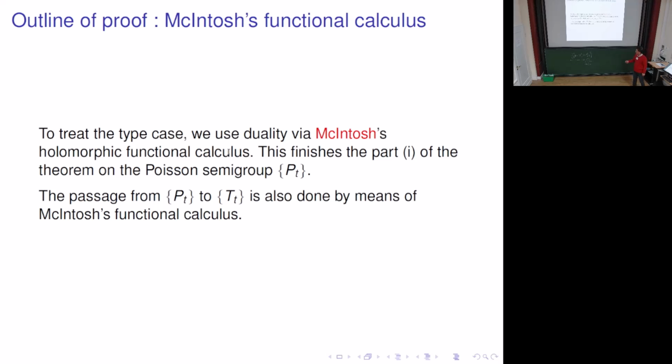For the second part, the passage from the Poisson semigroup to the semigroup itself is also done by means of this holomorphic functional calculus. So this is the outline of the whole proof. I stop here. Thank you very much.